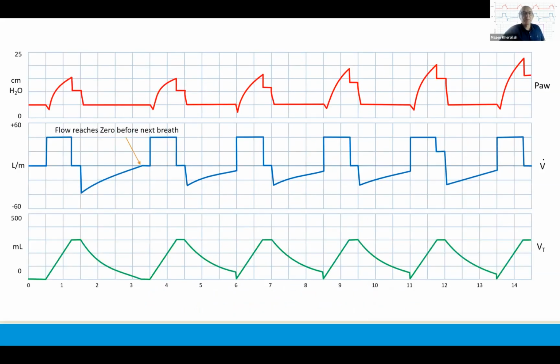In this one here, you will see that the flow goes to 0 before the next breath. Well, in this one here, the flow fails to reach 0. There's persistent flow at end of expiration. And this is how you differentiate between leak and auto PEEP. Take a look on the flow, on the volume, you will see the same thing.